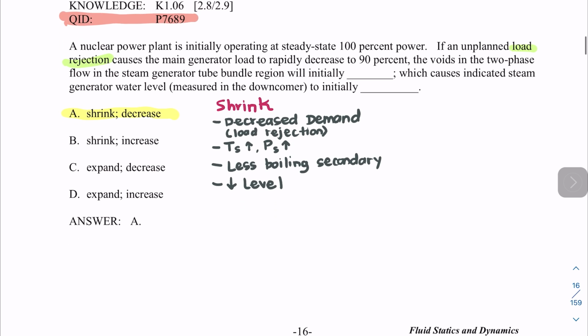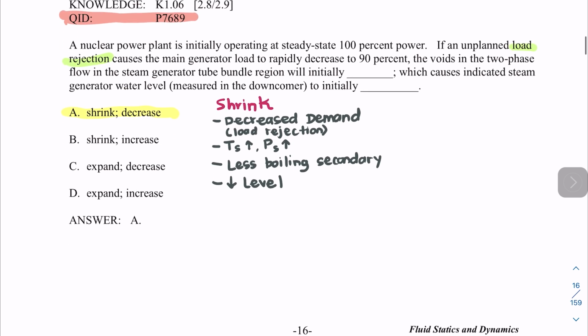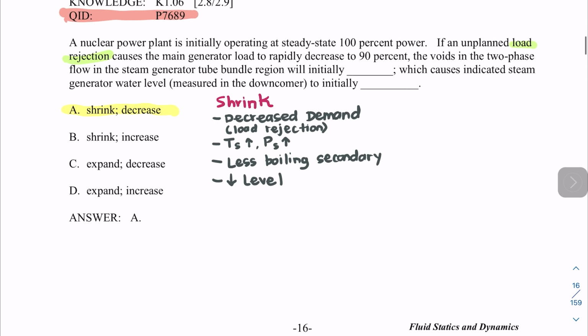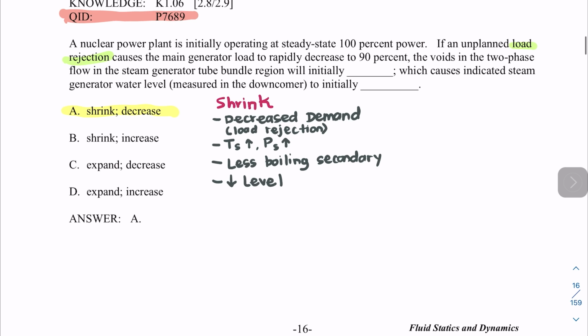Okay, now let's take a look at this other one. This other one is going to be maybe a little bit more interesting. This is the one where we took a look at the shrink and swell for the steam generator. In order to solve this question, we just need to remember one thing, and I'm going to go over that. Okay, so the question is P7689.